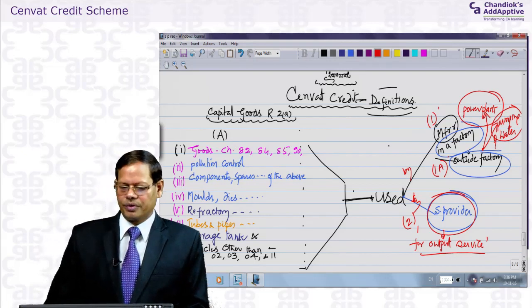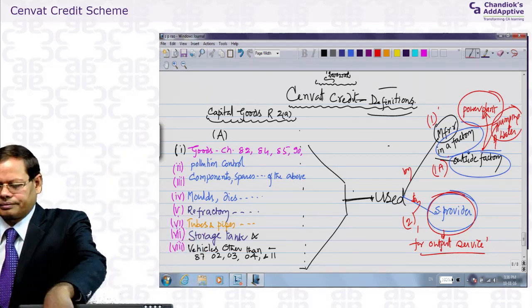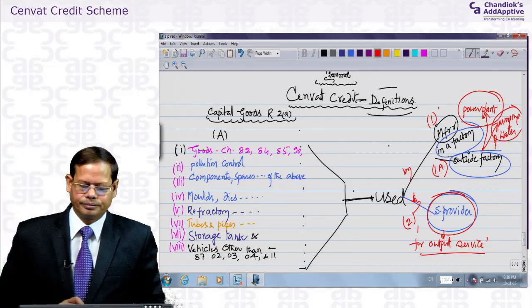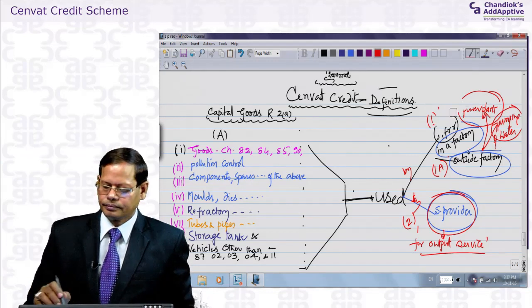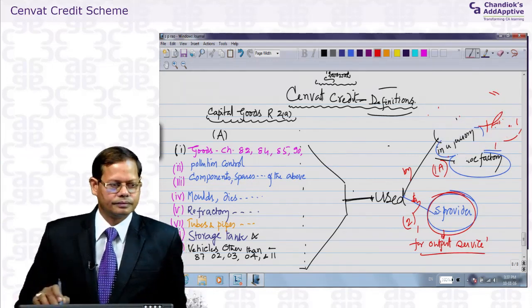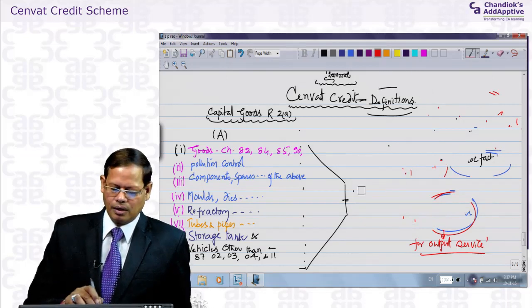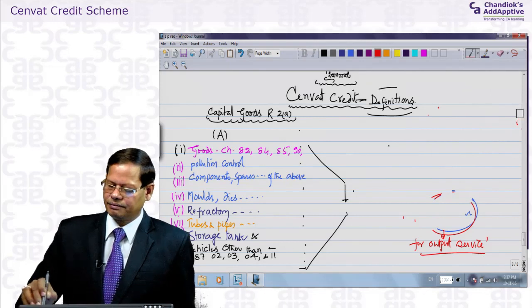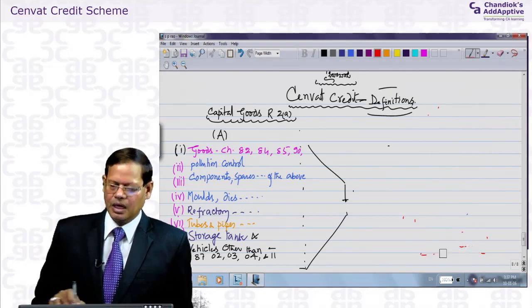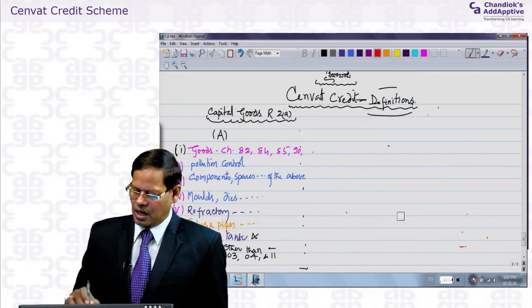So part 2 is very simple. I think part A you are able to get. Please check up part A. And I am going to remove this. And then move for part B, C, D. Okay. So part B and part C I am moving ahead with.